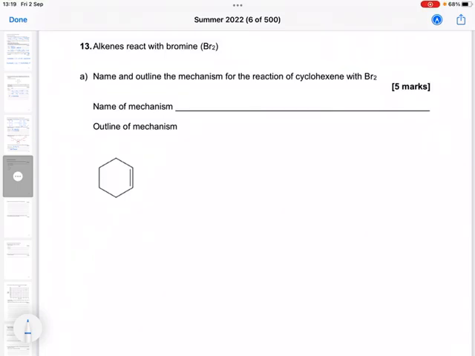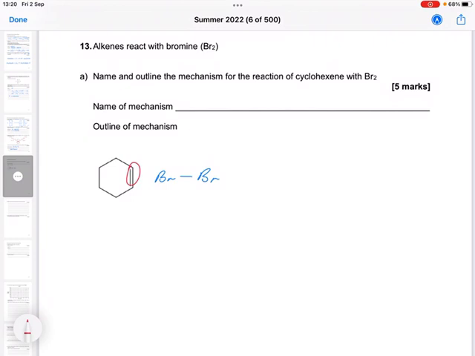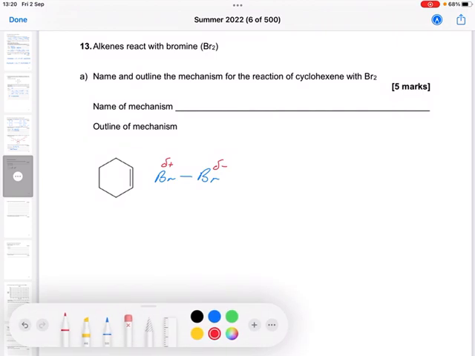Alkenes react with bromine. Part A, name and outline the mechanism for the reaction of cyclohexene with bromine. So let's start by drawing the bromine molecule here. A good habit to be in, remember that, is that the carbon-carbon double bond is an area that's rich in electrons, so it pushes electrons in the bromine molecule away. So that will be delta minus, and this will be delta plus. Okay, so let's do the mechanism from here.